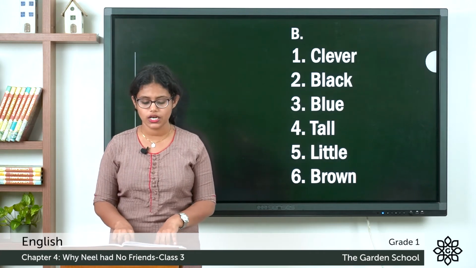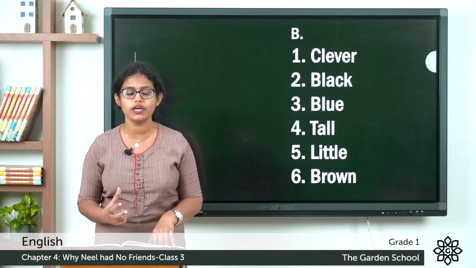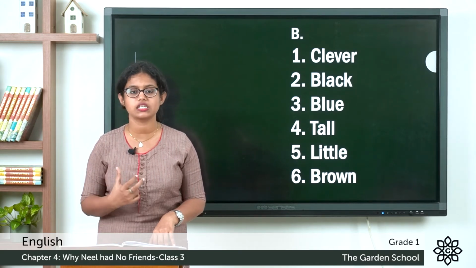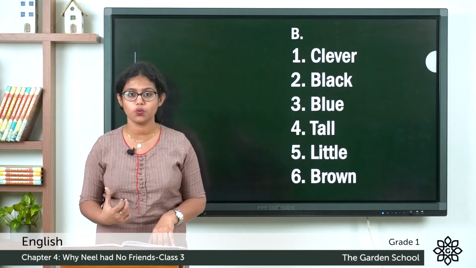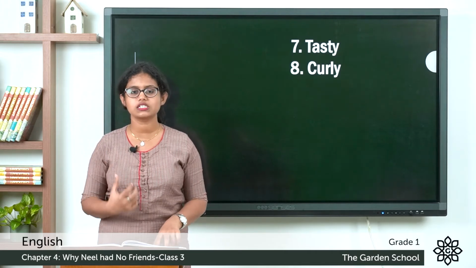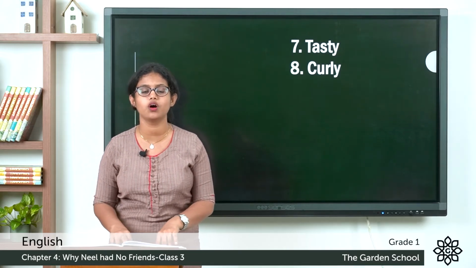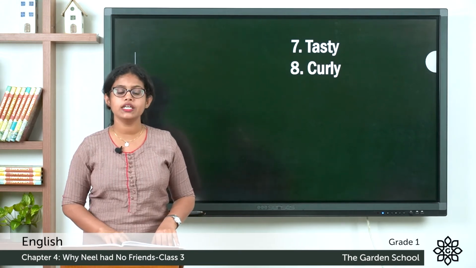Coming to the next one. My friend has a curly hair. So the naming word here is friend. Friend is the name of a person. Hair, it is also a naming word. It tells about the name of a thing. So which is the describing word here? The describing word here is curly. Moving on to the next one.